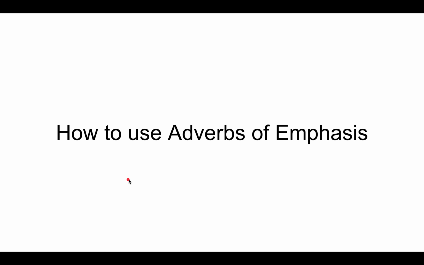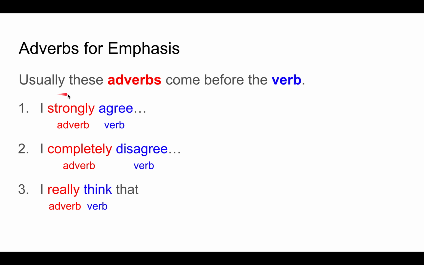So how do we use these adverbs of emphasis? Well, first of all, usually these adverbs come before the verb. For example, number one, I strongly agree. Number two, I completely disagree. Number three, I really think that. Okay? Here, my adverbs strongly, completely, and really come before my verbs agree, disagree, and think. Okay, so I strongly agree, I completely disagree, I really think that.